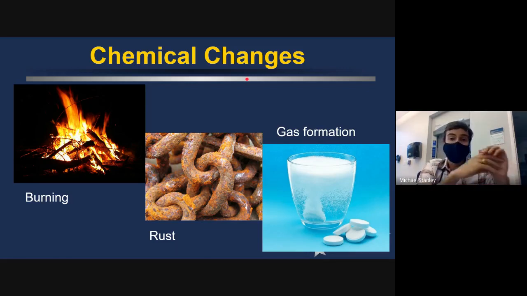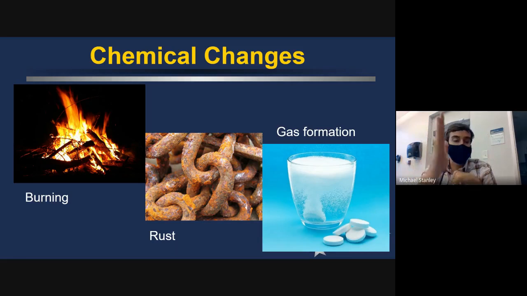You're starting off with one set of substances and you're ending up with something new, something different, something that was not there before. Either something is combusting or being lit on fire, or something is fizzing and producing all this new gas, or something is out in the elements and it's rusting, the metal is turning into something different. All of those are chemical changes, things that are changing the matter into something different down at the chemical level, at the molecular level.